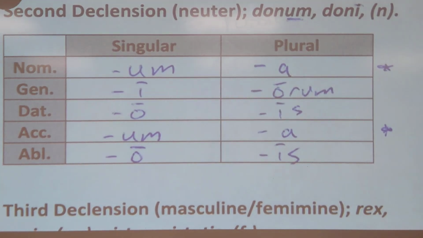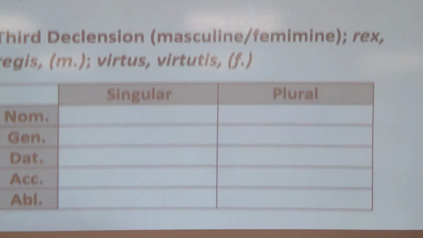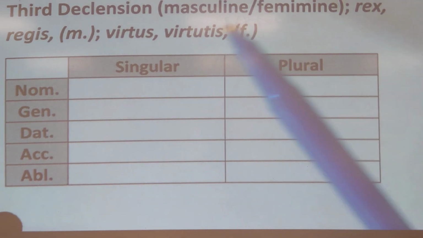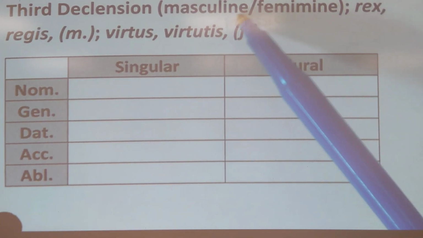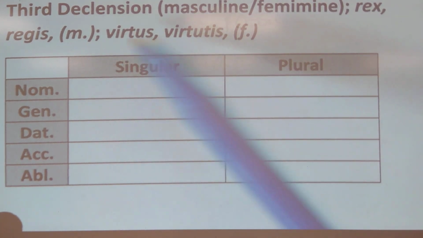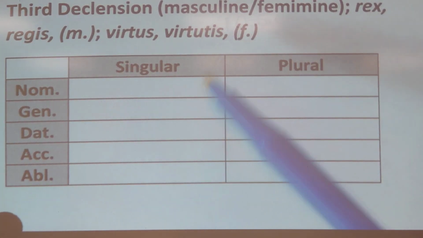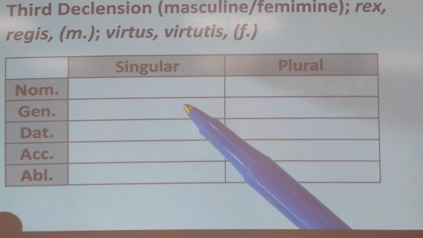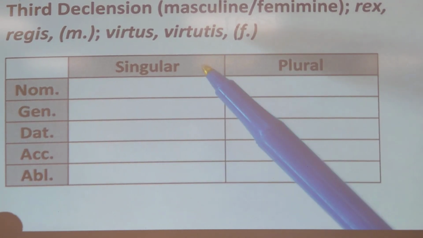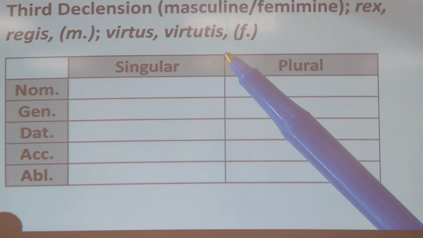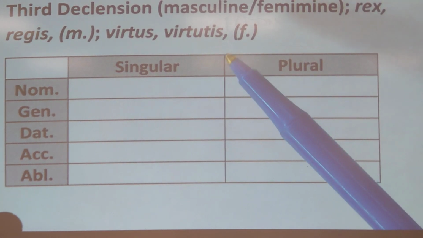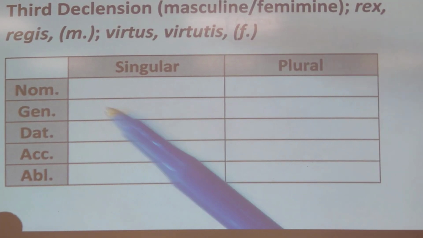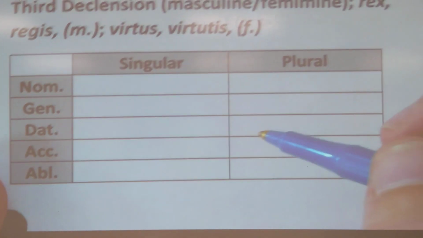Next, let's move on to the third declension. Third declension is a little weird because, unlike first and second, you can have a noun that's masculine or feminine, and you can't tell by looking at it. In other words, the endings for third declension masculine and third declension feminine are exactly the same. You just have to memorize it when you learn new vocab words. You have to know the definition, obviously, but you also have to memorize what gender the noun is. So let's look at those endings.